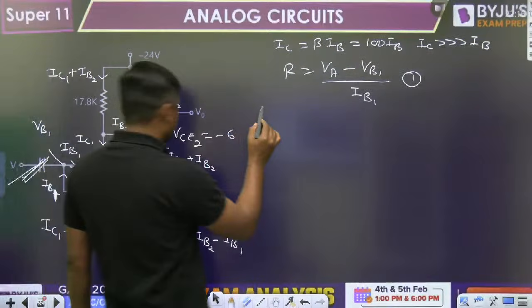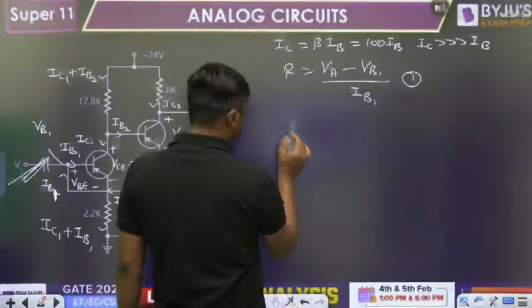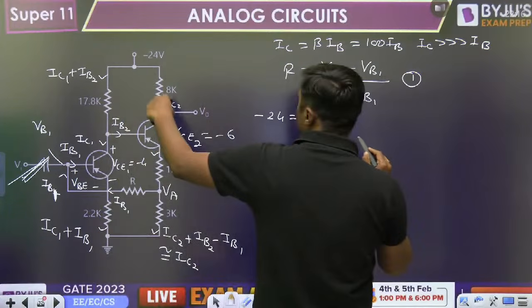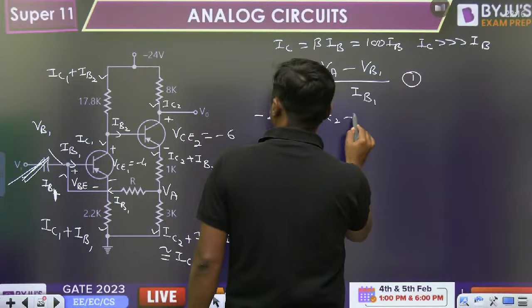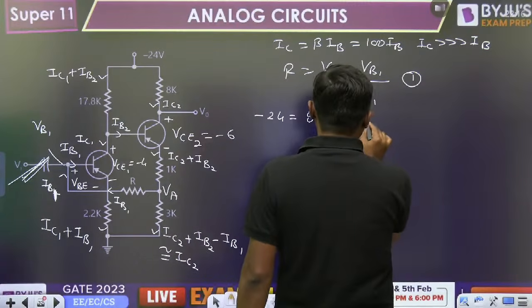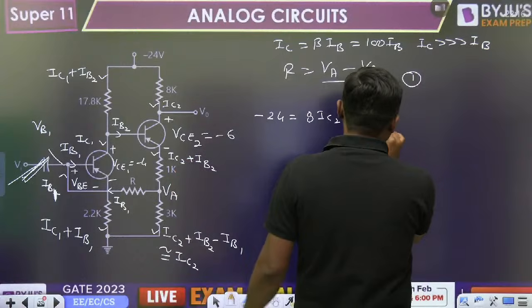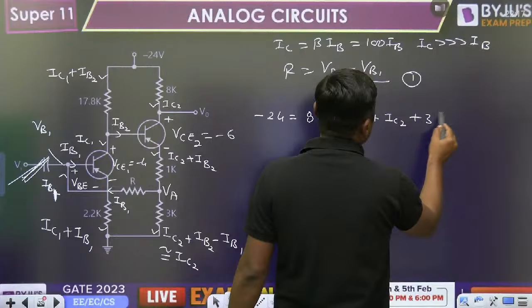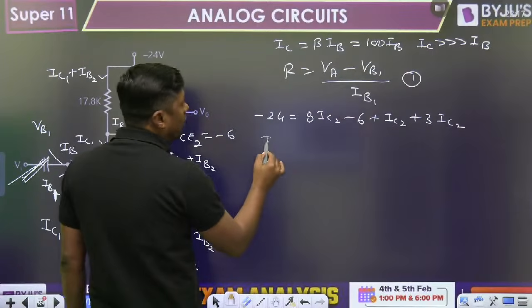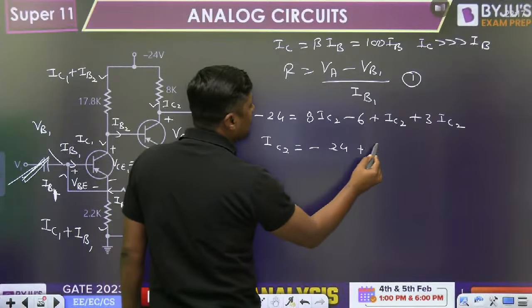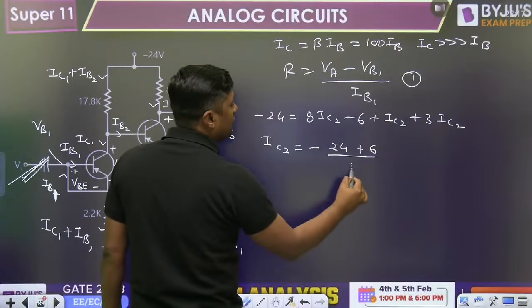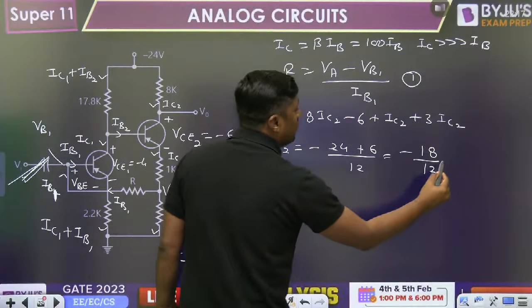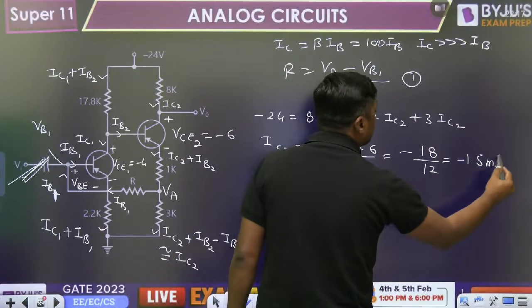Then it will become minus 24 is equal to 8 times IC2 plus minus 6, because VC1 is minus 6, plus IC2 into 1 plus IC2 into 3, that is 3 IC2. IC2 will become minus 24 plus 6 divided by 12, that is 8 plus 1 plus 3, 12. It will become minus 18 divided by 12, minus 1.5 milliampere.